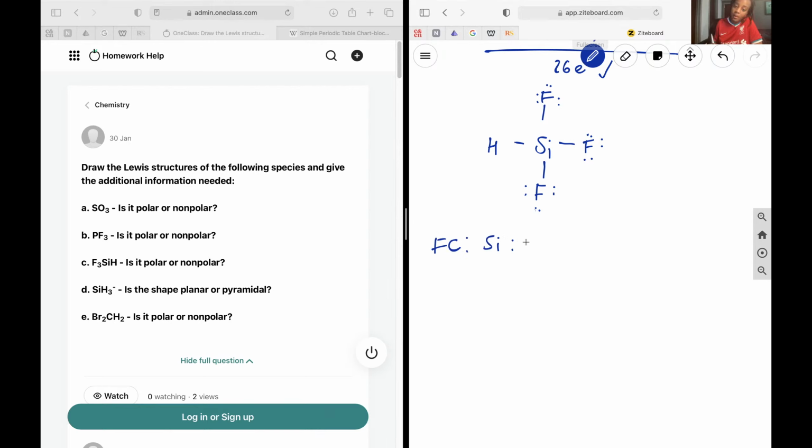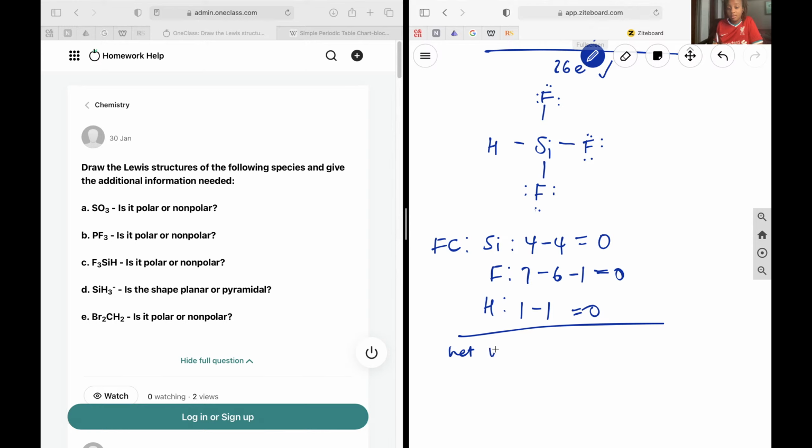On silicon, I'm going to have 4 valence electrons minus the 4 it has, because it has 1 in each bonding pair, and that's going to give me 0. On the fluorine, I'm going to have 7 valence electrons minus the 6 in the lone pairs minus the 1 in each bonding pair, 0. And on my hydrogen, I have 1 valence electron minus the 1 valence electron it's contributing to this bond, and that's going to give me 0 too. And so my net adds up to 0, as it should, and it has been minimized. And so this is going to be my best structure.